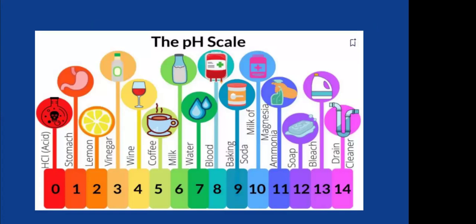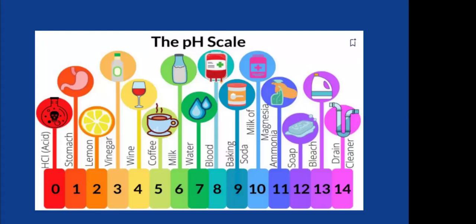So as it's moving from 0 to 7, it comes out to be water, which is neutral. And then it reaches 14, which is your drain cleaner, which has a dark violet color, 14, more base.